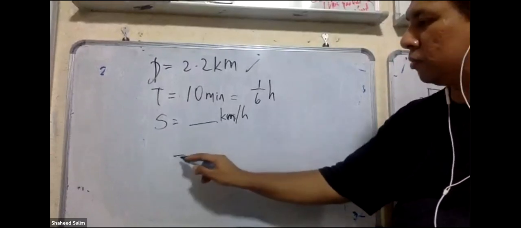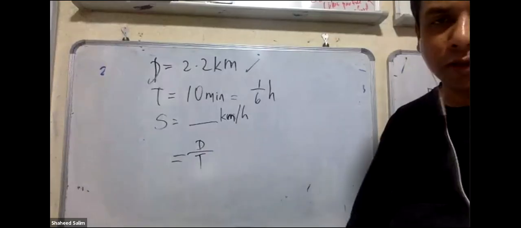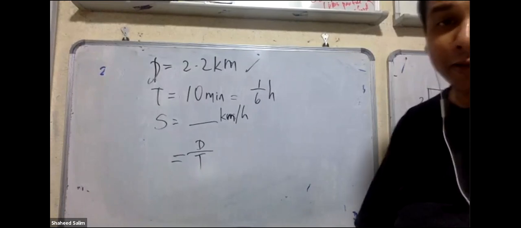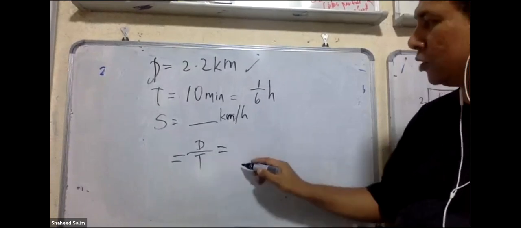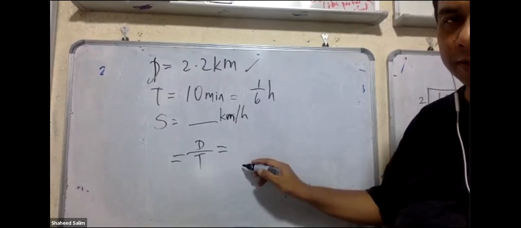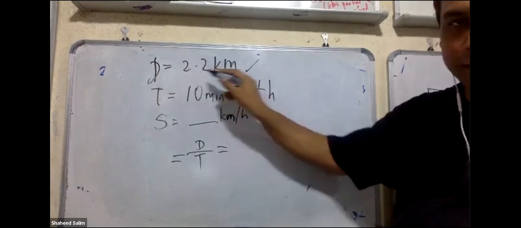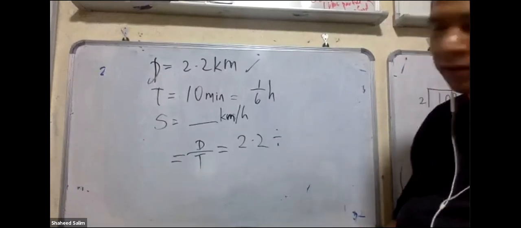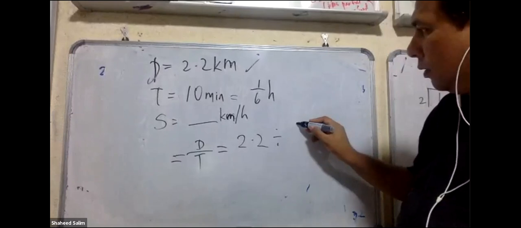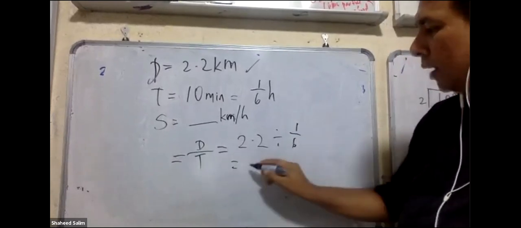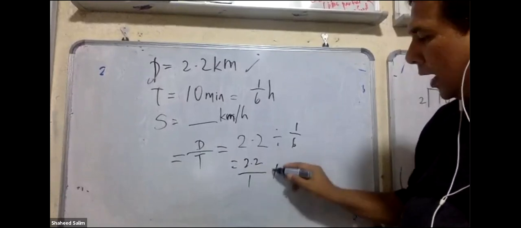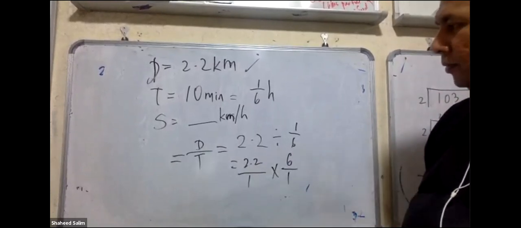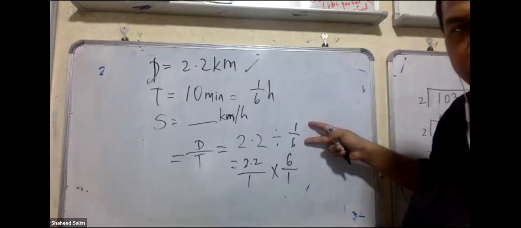So what's the formula for speed? Distance divided by time. Were you referring to your book just now? Yes, sir. For the formula, you got to memorize. Distance divided by time. So what is the distance? 2.2. I am going to write it as divide by, what's the time? 1/6. So you can write it like 2.2 over 1 times 6 over 1. Correct, right? Flip. Then you get this.